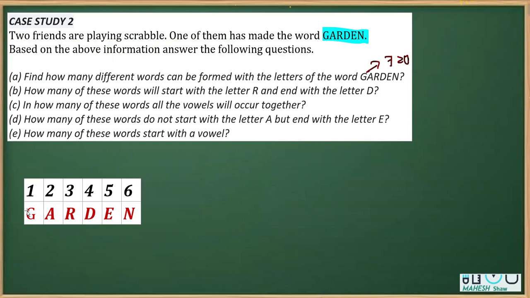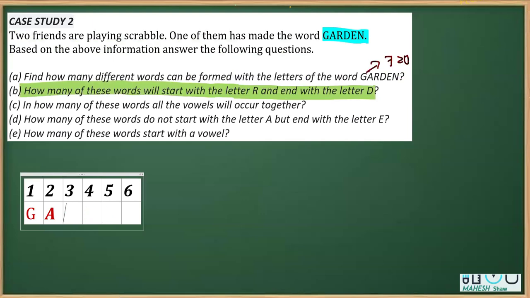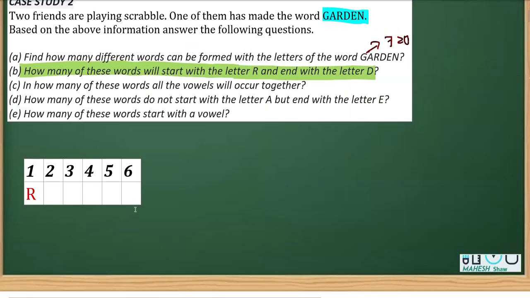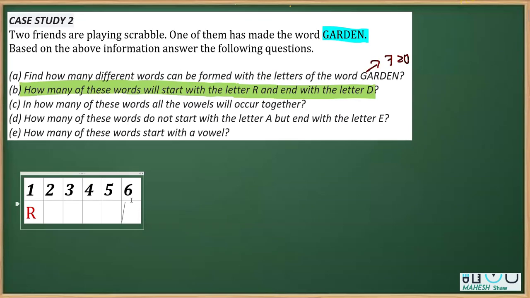Now look into the next part. It says how many of these words will start with the letter R and end with the letter E. So if I erase this, I have to start with the letter R and end with the letter E. After fixing R at its first place and E at its last place, we are left with 1, 2, 3, 4. So the remaining 4 letters can be arranged in 4 factorial ways, and that is equal to 24. So we'll say that the answer for the next part is 24.